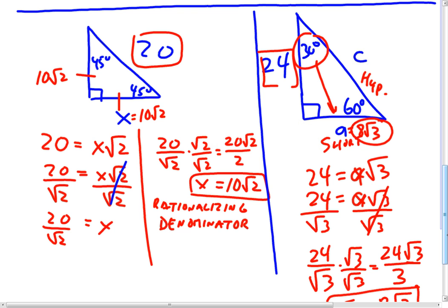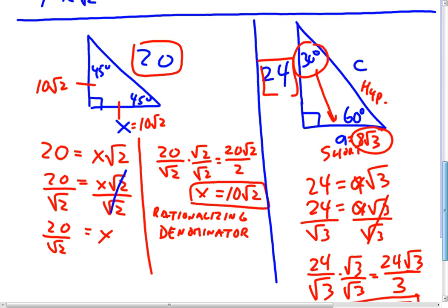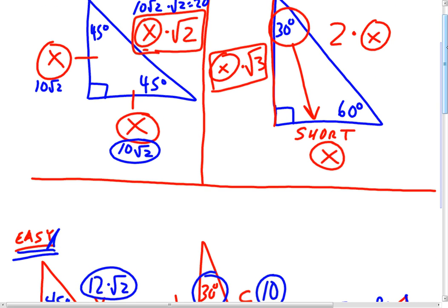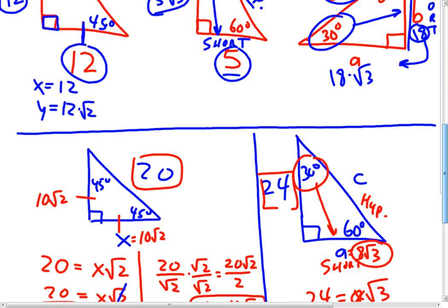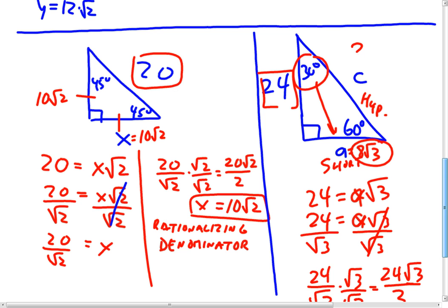What's the relationship between the short side and the hypotenuse? What do you multiply by? 2. Doesn't matter what it is, you multiply by it. 2 times 8 radical 3 is just 16 radical 3. It's still following a pattern. You're taking the short side, you're doubling it.